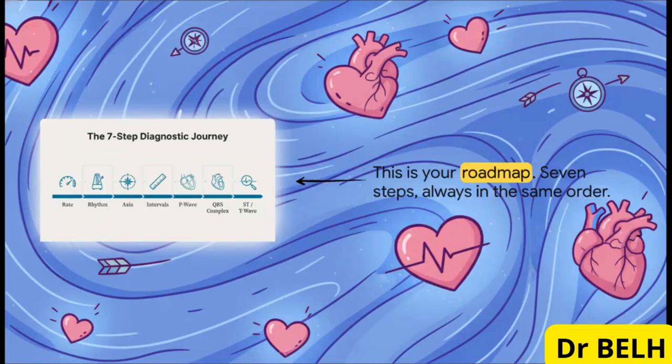And here it is. This is our roadmap. Think of it as your guide from chaos to absolute clarity. It's 7 simple steps, and here's the secret. You do them in the same order every time. That way you'll never miss anything critical. So let's start our journey with the most basic question of all. Just how fast is that heart beating?